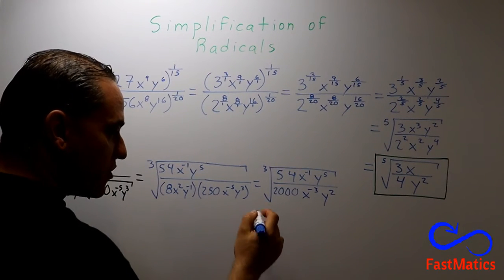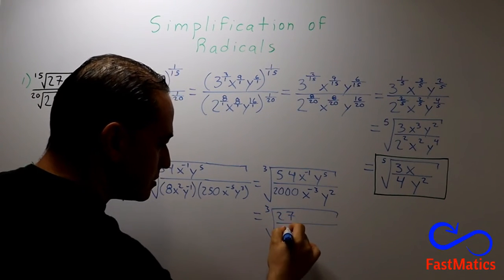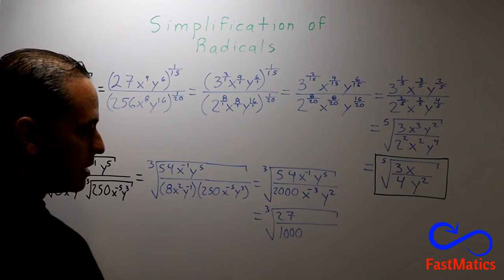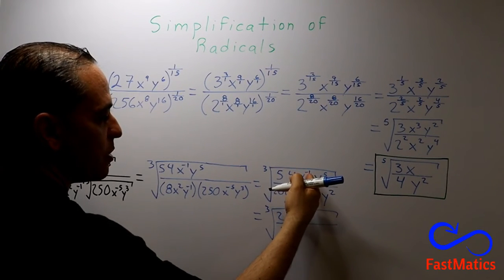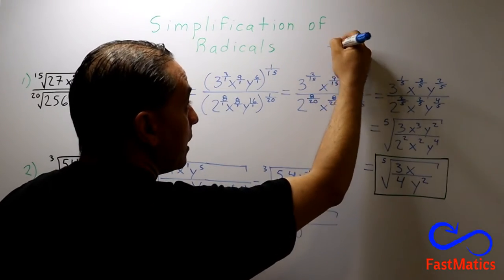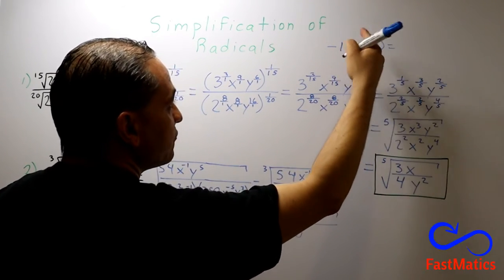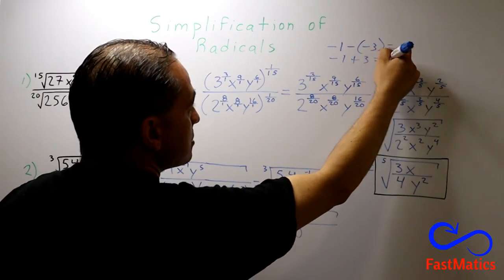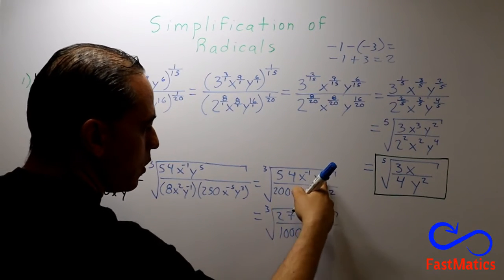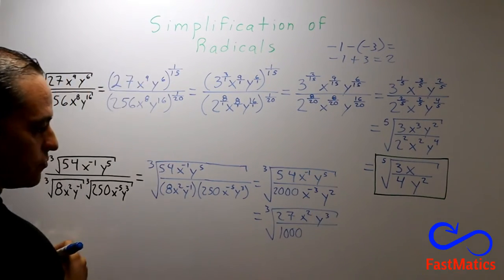54 over 2000 is 27 over 1000 because we can divide those factors by 2. After that, x to the power of negative 1 divided by x to the power of negative 3, we subtract the exponents, minus 1 minus minus 3, negative times negative is positive, so we have 2x squared. Finally, y, we subtract the exponents, 5 minus 2 is 3.